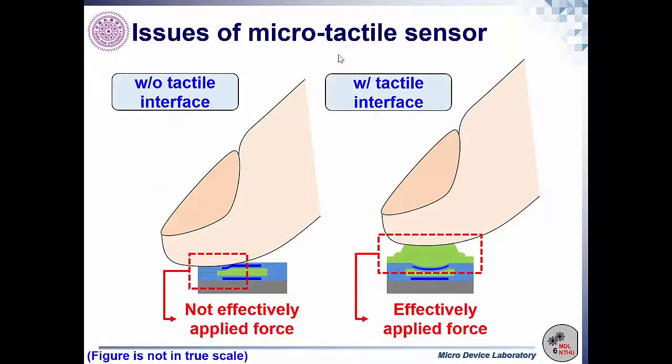The second one is the contact interface problem. If the sensor doesn't have a force bump, you may have the risk of touching the bonding wire or not effectively applying the force. On the other hand, if you have the tactile bump integrated with your tactile sensor, you can apply the force right on the sensor directly. And more importantly, the micro-tactile bump will restrict the loading to a specific area.